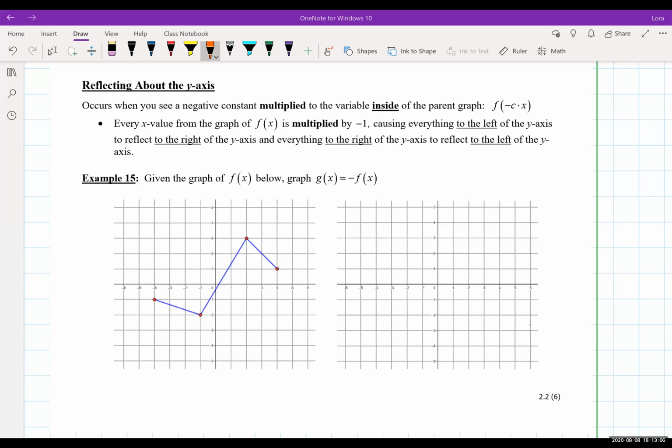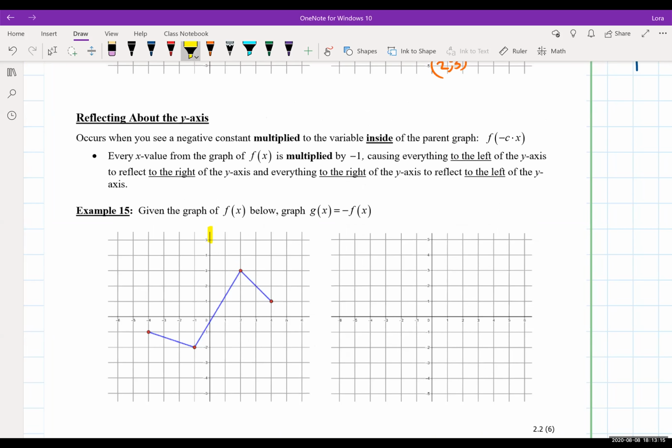And finally, we're on to reflecting about the y-axis. If we can remember, the y-axis is the vertical axis. When you reflect about the y-axis, if you're on one side of it, like the left, you would reflect to the right. And if you're on the right, you would reflect to the left. And if you're on the y-axis, you stay where you're at because you're the mirror in a sense.